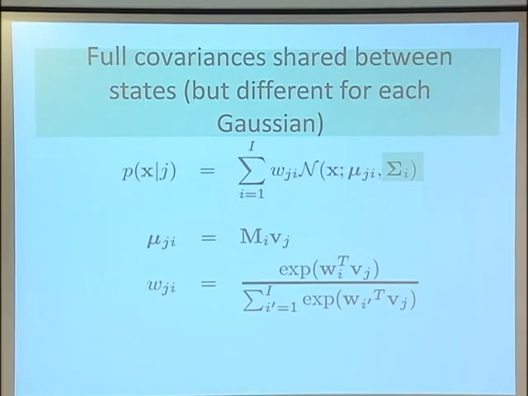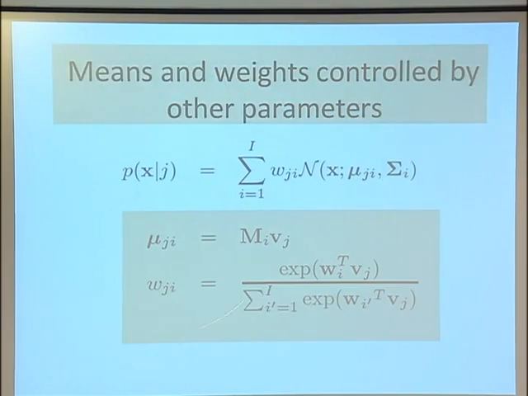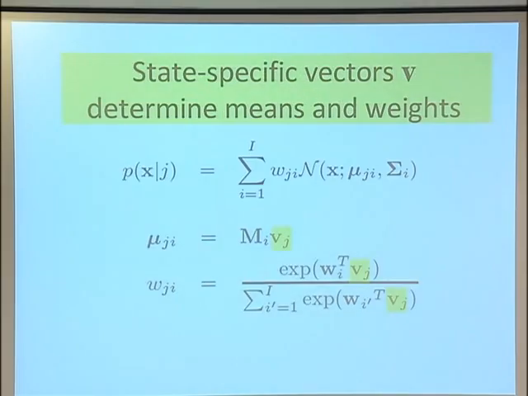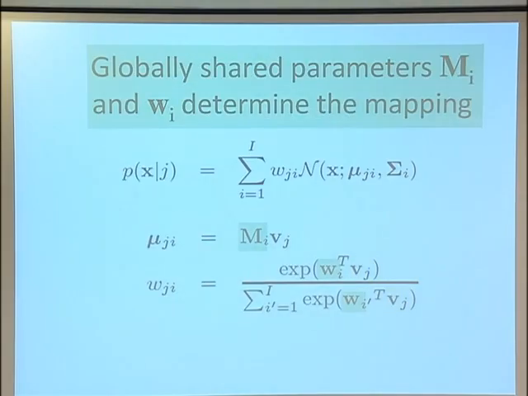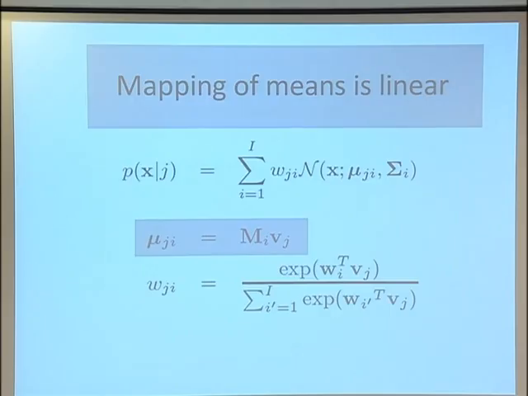You kind of train the within-class variances separately because they're different, but they're shared. And as the others mentioned, the means and the weights are determined by these special formulas in the subspace. And we have these state-specific vectors that describe how the states vary. I think it's been made quite clear already that you have these globally shared parameters, and then you have the state-specific parameters.